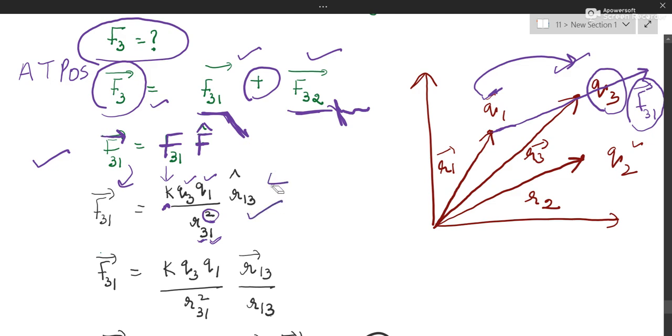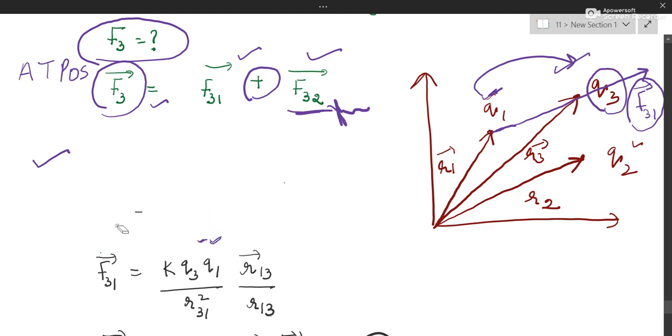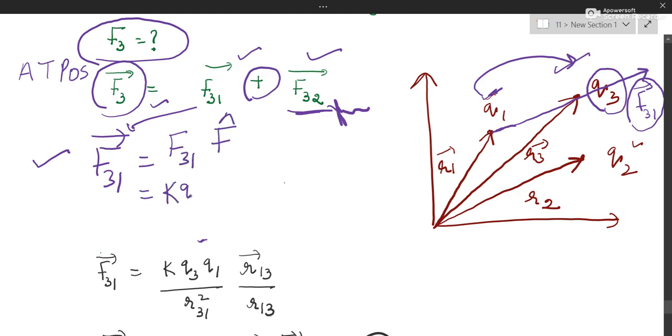Let us see this step once again. You can see I am erasing it and then I'll rewrite it. Force on third by 1. This is to be written as force into unit vector. This I have opened as k, q3, q1, mutual distance between 3 and 1 squared, into this unit vector. This arrow is from 1 to 3 or 3 to 1, that you have to see. So it is from 1 to 3. So I will write it as R13 unit vector.